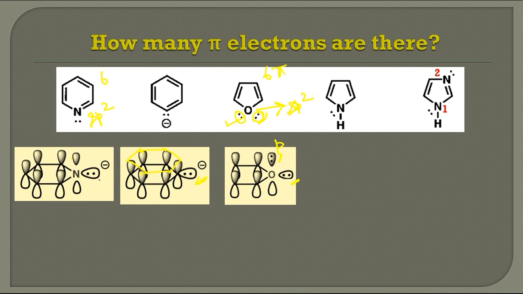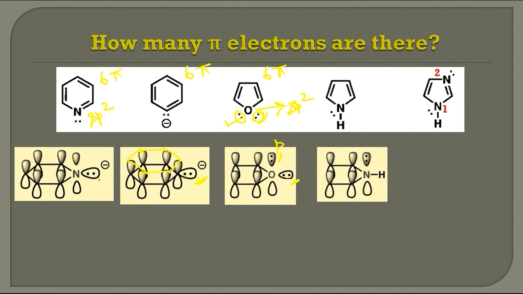So basically here all the pictures that you are seeing, it is 6 pi electron, and all of them are actually aromatic. But how 6 pi electrons we are getting, that is the point of discussion. The next one is pyrrole. Here nitrogen has only one lone pair, and this lone pair is also taking part in conjugation, then only it will become 6 pi electron.